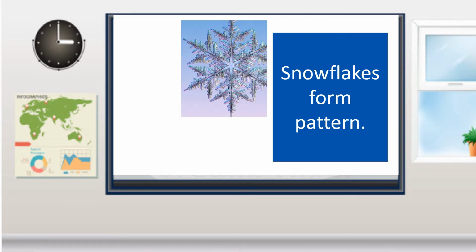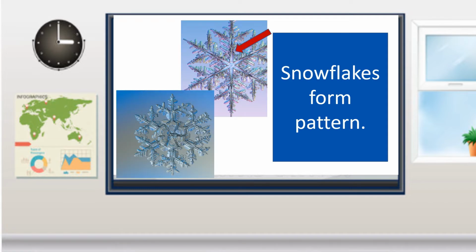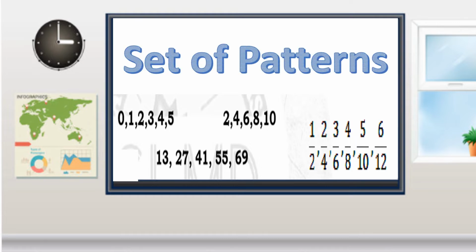Snowflakes form a pattern too. In these sets of patterns, we have 0, 1, 2, 3, 4, and 5. I think you know the next: 6, 7, 8, 9. In this second pattern, we have 2, 4, 6, 8, 10. Yes, of course, 12, 14. The next is 13, 27, 41, 55, 69. And the fraction is 1/2, 2/4, 3/6, 4/8, 5/10, 6/12.